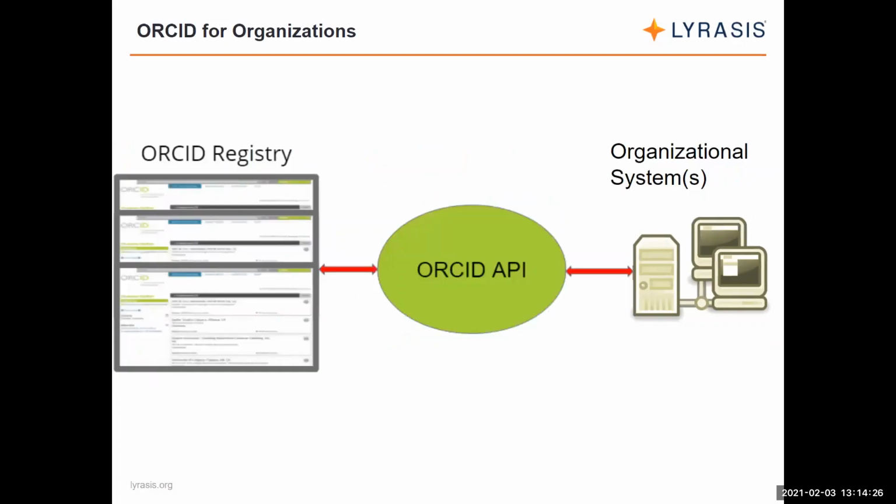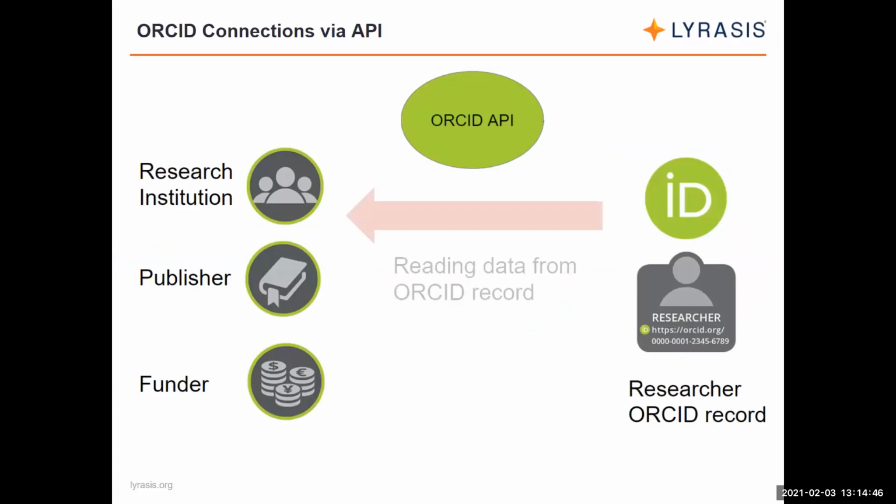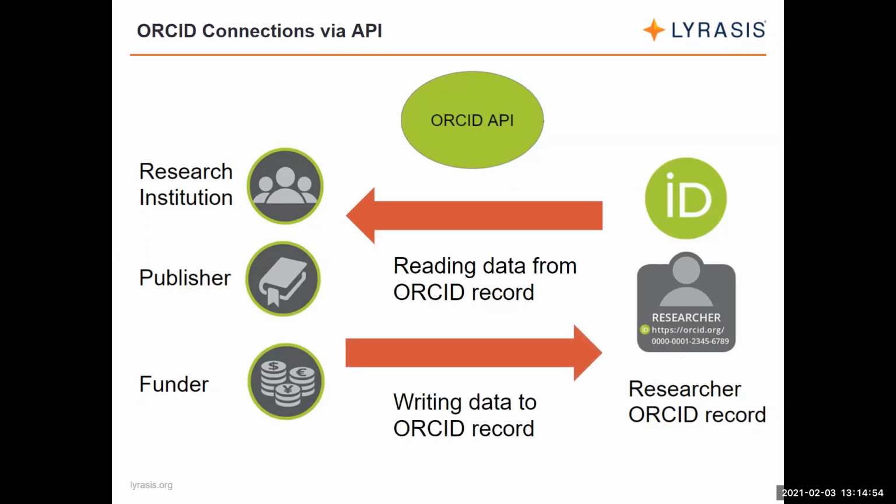And what makes this possible is, again, the ORCID API, which stands for Application Programming Interface. And that allows organizations to connect with the ORCID registry directly through local systems. And basically, that allows organizations to, again, read data from researchers' ORCID records and pull that information into your local systems. And also, the API allows organizations to write data to researchers' ORCID records. And researchers authorize this connection when they use the systems that are ORCID enabled.